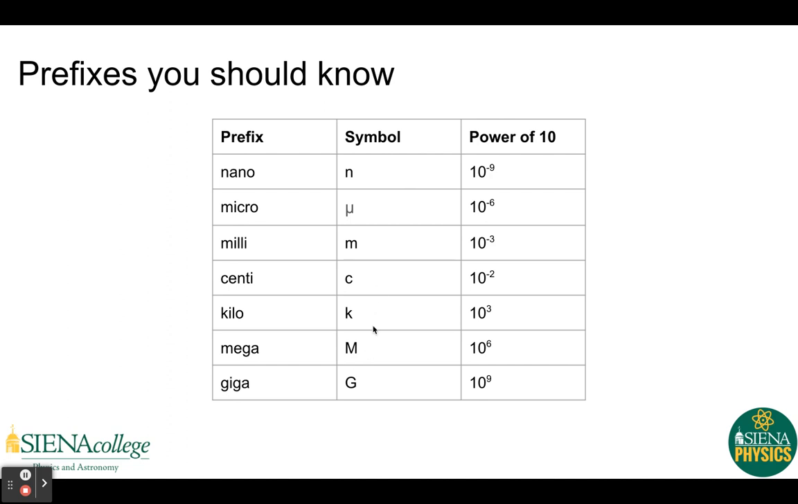Okay, so we just talked about a few prefixes in terms of kilo and centi. Those are ones that you should know. These are prefixes that you definitely should commit to memory if you don't know them already. So we have nano, which is 10 to the minus 9, micro, milli, centi, kilo, mega, and giga. So that's 10 to the minus 9, 10 to the minus 6, 10 to the minus 3, and then we go all the way up to a giga, which is 10 to the 9, or a billion.